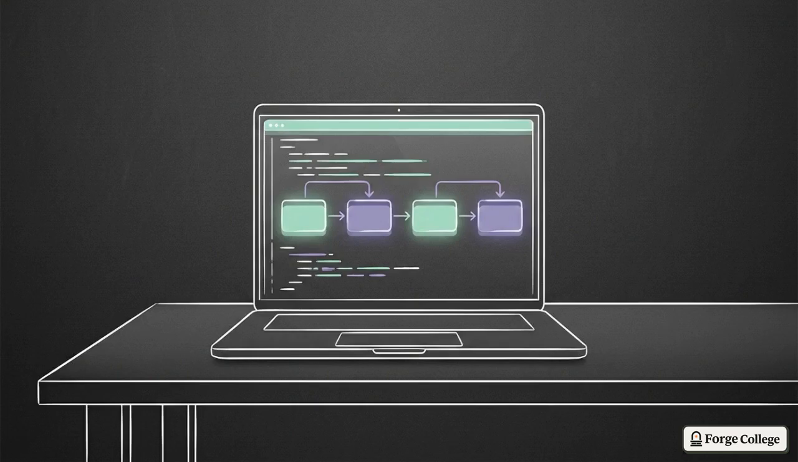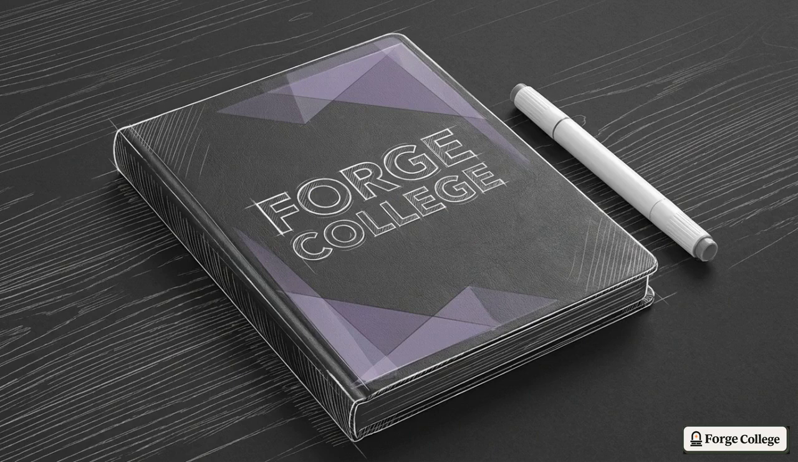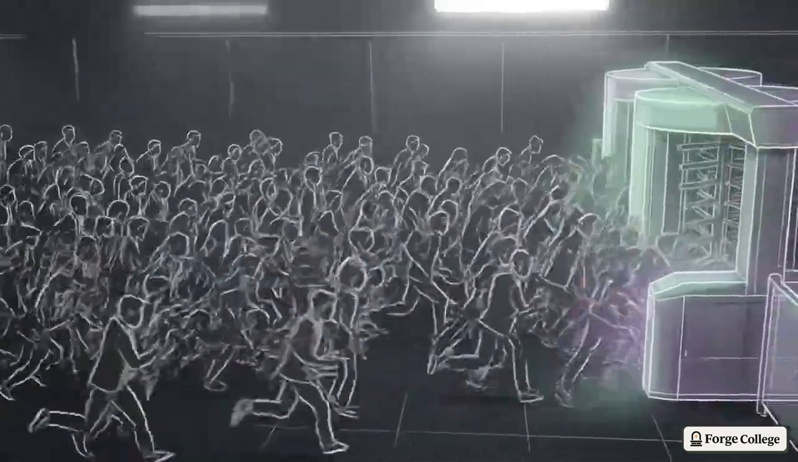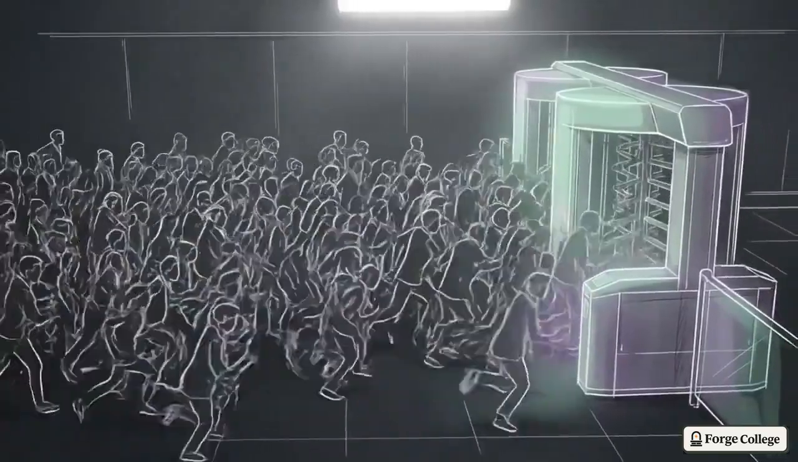Mapping these four states is a core part of the curriculum at Forge College, where we focus on turning complex business logic into reliable code. Tracking these transitions clearly is the only way to keep the sale organized when thousands of people hit the smart contract at the same time.